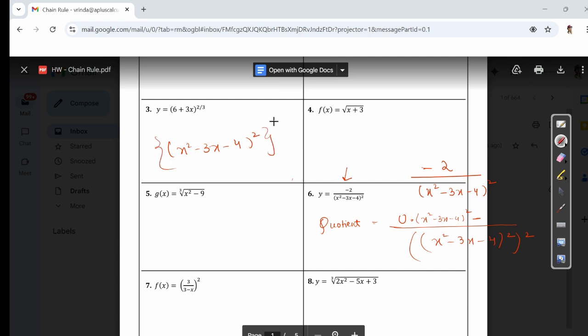Derivative of this times f of x. So Anika, what will be the derivative of this? X square minus 3x minus 4 whole square. Well, I just think of it as x, right? So it would be 2x squared minus 6x minus 8. No, wait. 2x square.